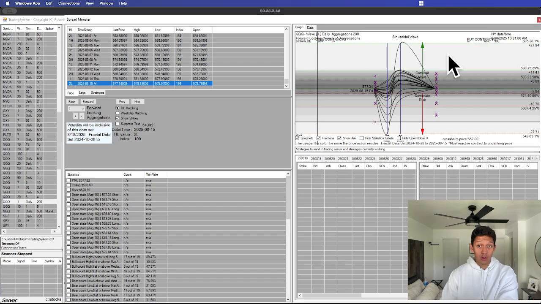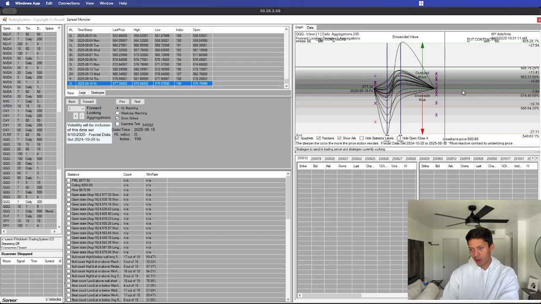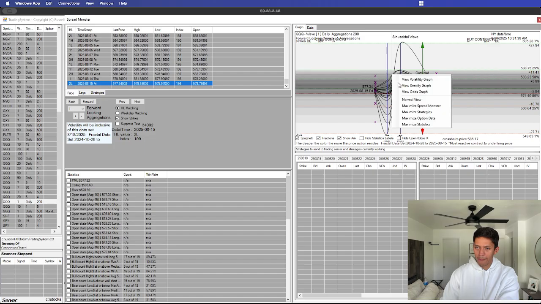So this is a tool that requires much study, but these bands as well, in the areas where it's darkest, is where price tends to stay most. As the bands lighten up, in terms of path of price scenarios forward looking, the lighter it is, the less price would travel in that area. So you also get the other information here from the volatility graph in this one.